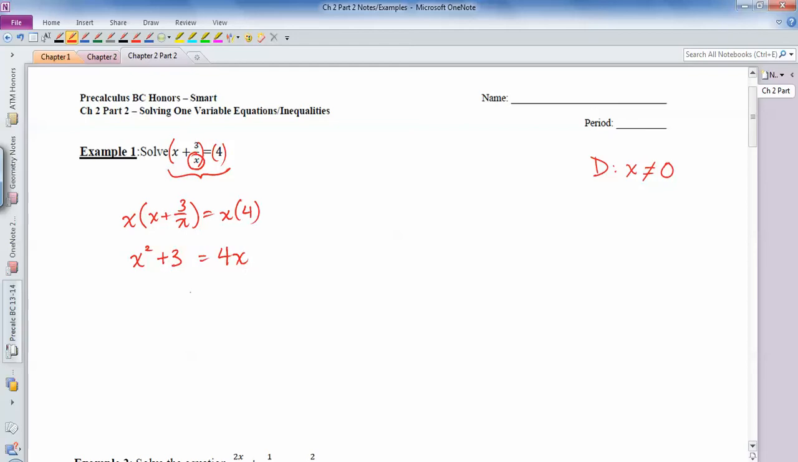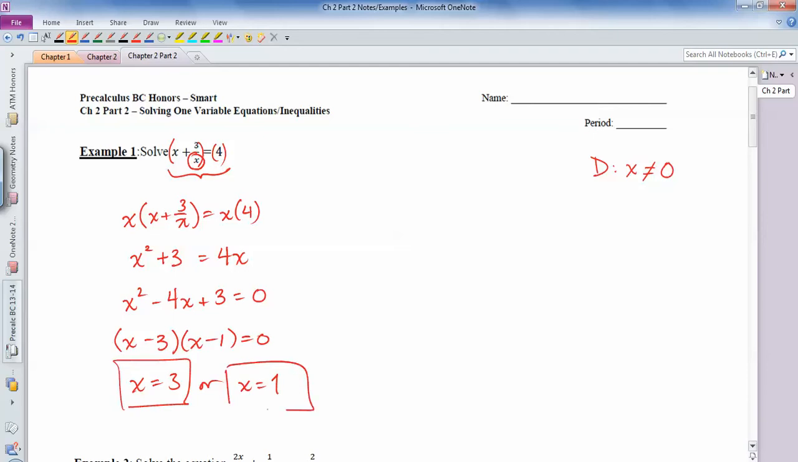Now I can bring the 4x over to the other side, and I'm going to write it with the negative 4x in the middle because this is one that can be factored. So I get x minus 3, x minus 1 equals 0. So x is going to be 3 or x is going to be 1. And in this case, they both work. They're not zeros, so my answers are valid here.